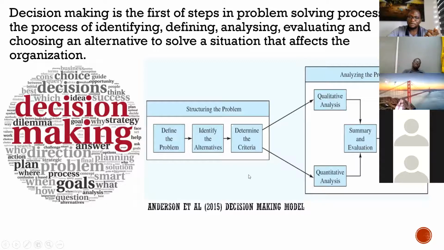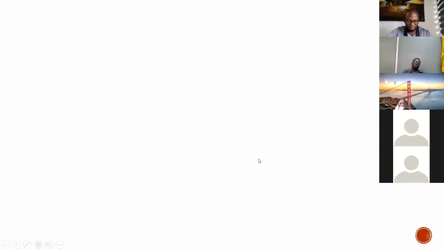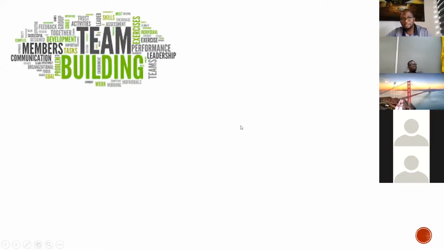So these are the processes of making a decision in the corporate world, so that you can be sure that all angles to the alternatives are looked at and properly defined and then selected. So we're going to look at the next skill that we have on the top skills, and we have team building.